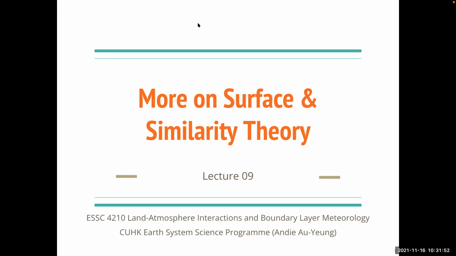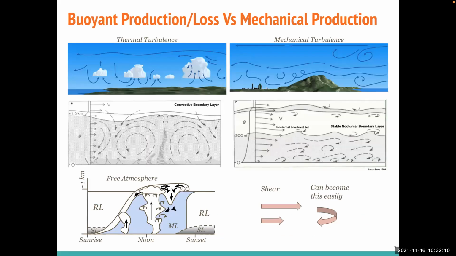Okay, that's not the last lecture that I'll give. So this time we will talk about the most difficult part of my part of the course, the similarity theory. And we will talk some more about the surface layer. Okay, just some revision. So we have been talking about two different types of turbulence production.